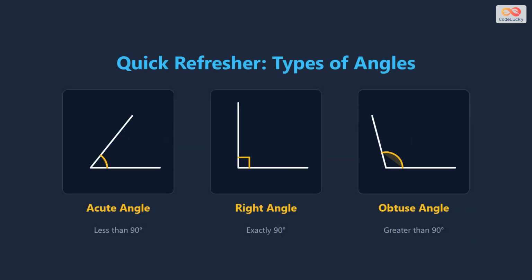Before we begin, let's quickly review the three types of angles. An acute angle is small, measuring less than 90 degrees. A right angle is exactly 90 degrees, like the corner of a square. And an obtuse angle is large, measuring greater than 90 degrees.